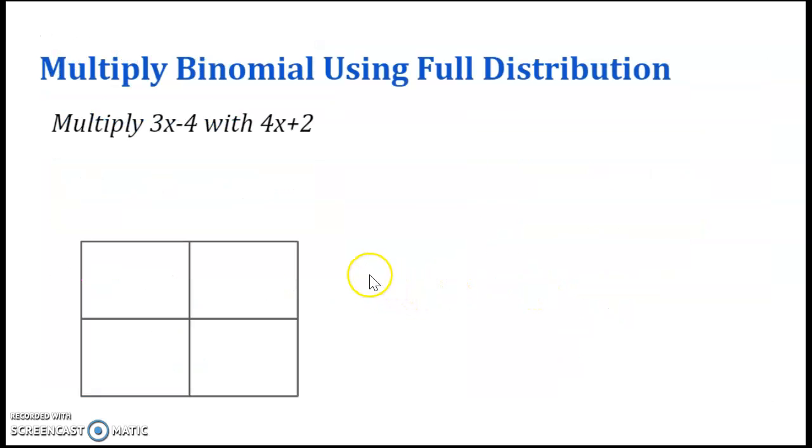So, quick review of last lesson, multiplying binomials using full distribution. You know how to do the area model. You set it up as 3x minus 4 on the length and 4x plus 2 as the width. And then you start multiplying to get each of the areas. And then finally, you add all the little areas that you found to find the total area. And when you're doing so, you need to combine like terms as well.